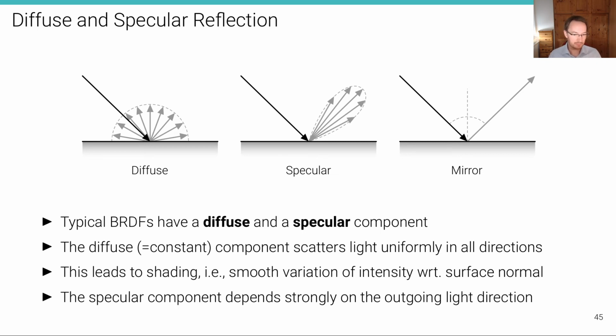So the diffuse, the constant component scatters light uniformly in all directions, and this leads to shading that is smooth variations of intensity with respect to the surface normal. And the specular component depends strongly on the outgoing light direction.